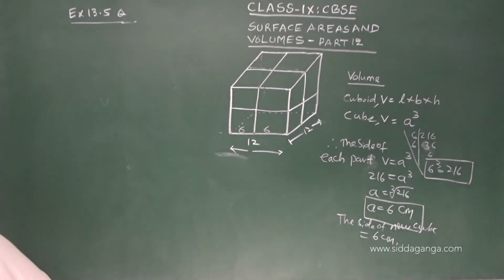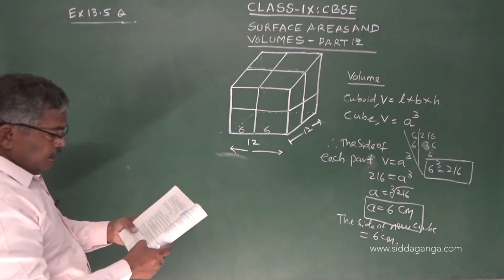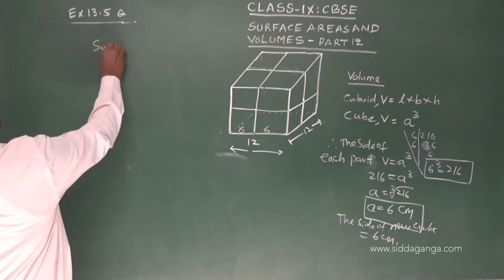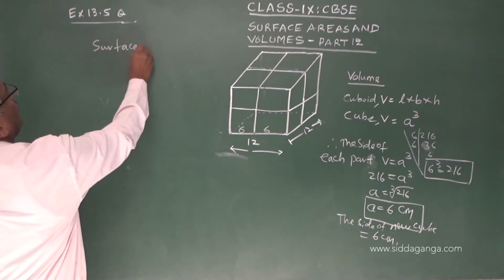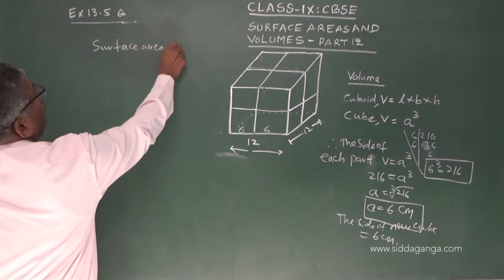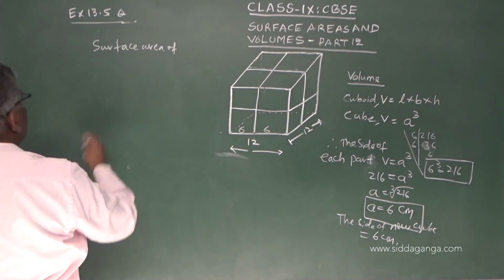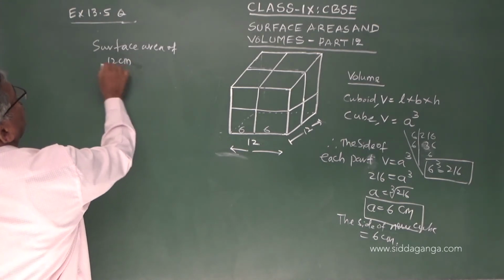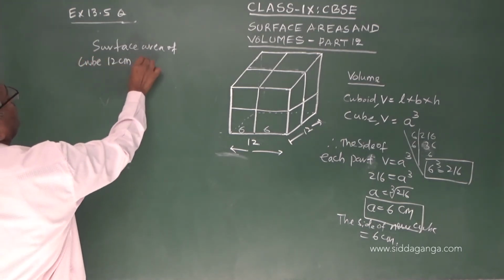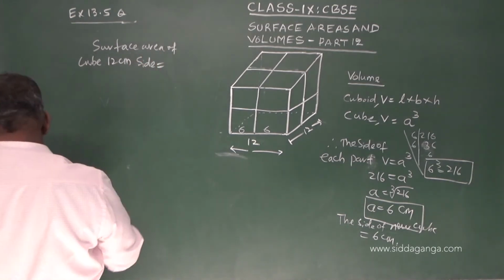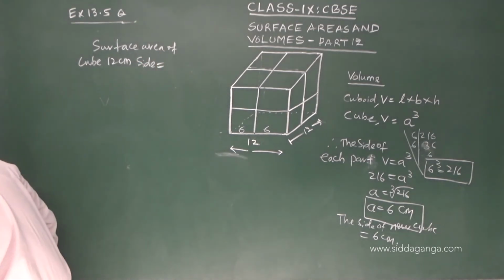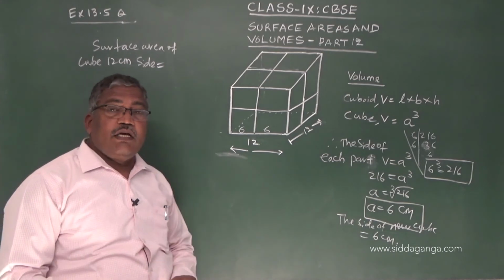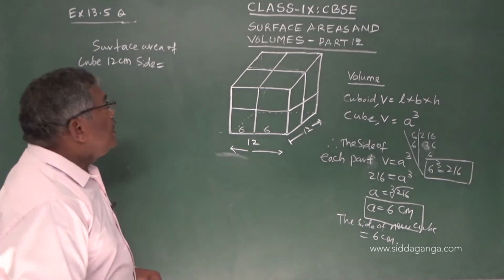Ratio of their surface areas. Ratio between the surface areas. So, surface area of a cube with side 12 centimeter. How to calculate the surface area? Surface area of a cube, we know it is 6a square.